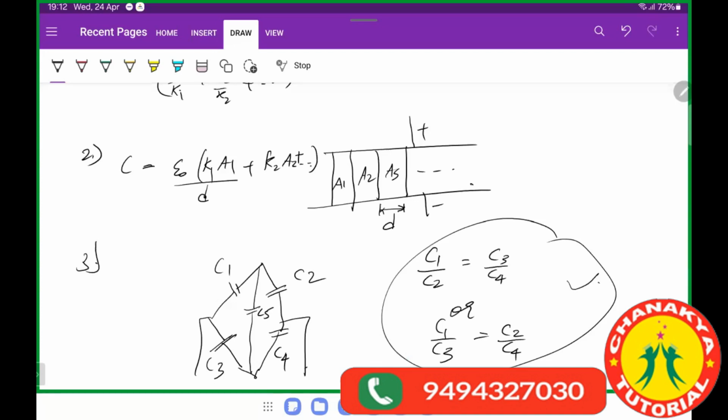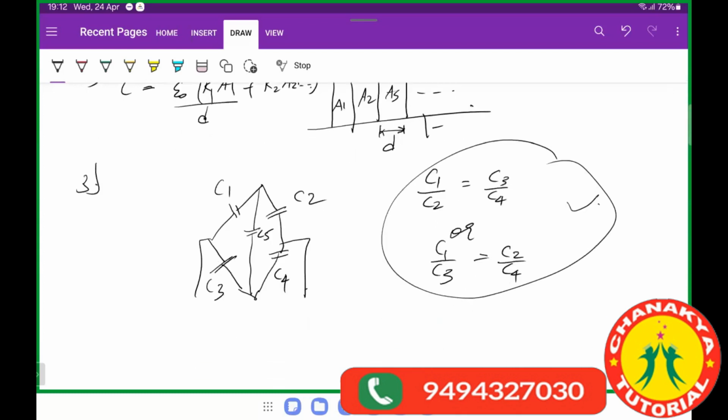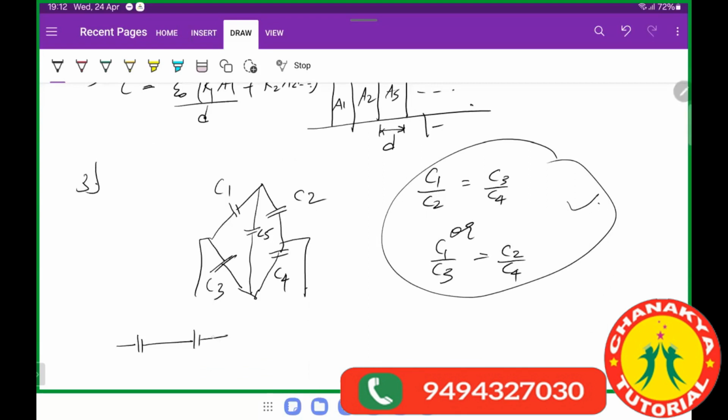Actually, Wheatstone bridge we'll study in the next chapter properly. Just for now, understand this much: when there is a Wheatstone bridge condition, that means C5 is not having any charge. So we can remove C5 and our new capacitor circuit will be like this, with C5 removed, C1, C2, C3, C4. This is called the Wheatstone bridge condition. Then we can solve it with series and parallel.